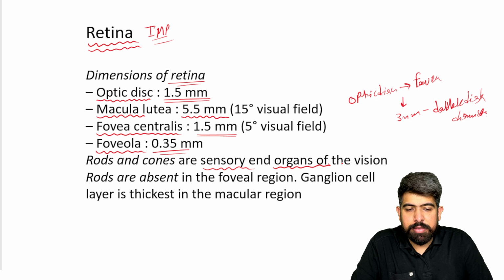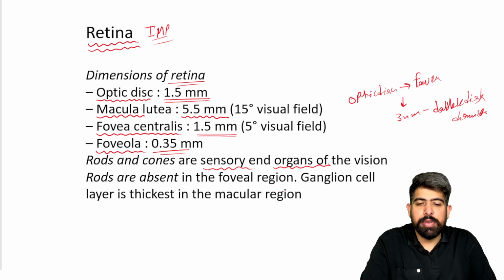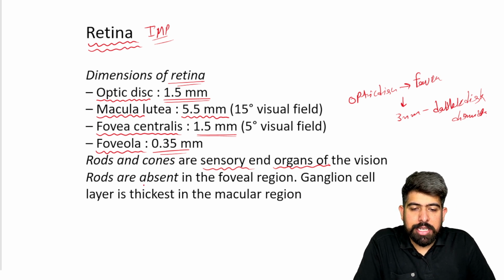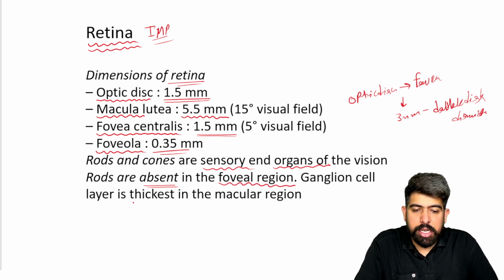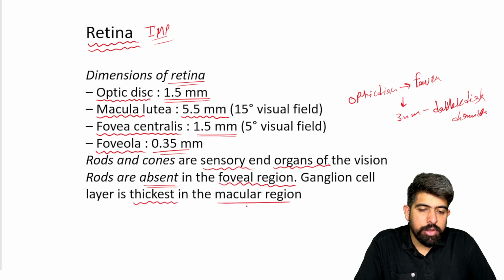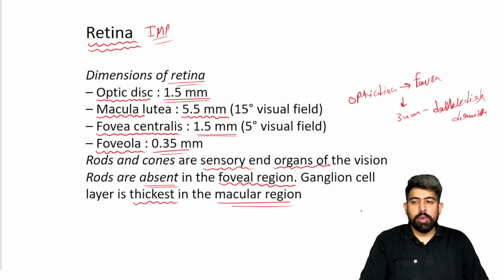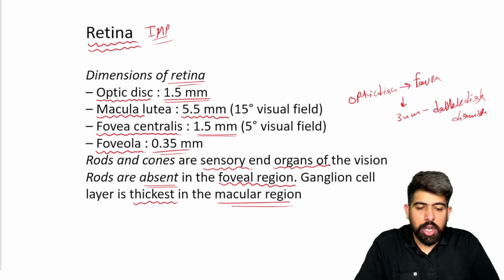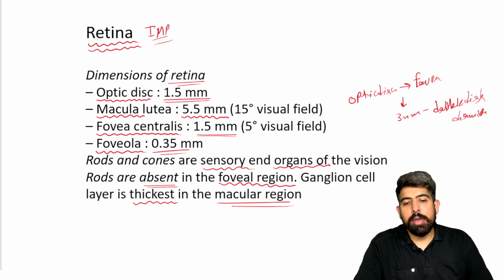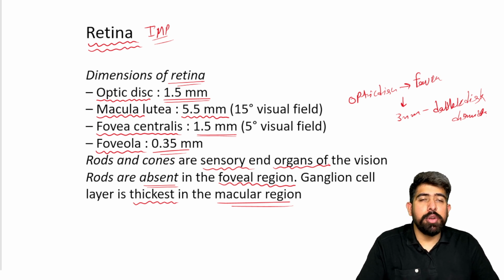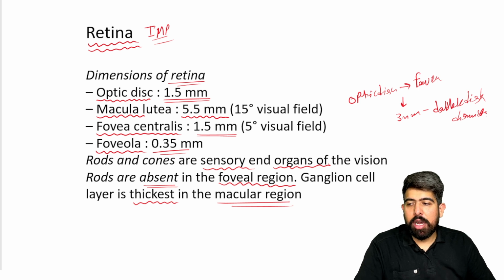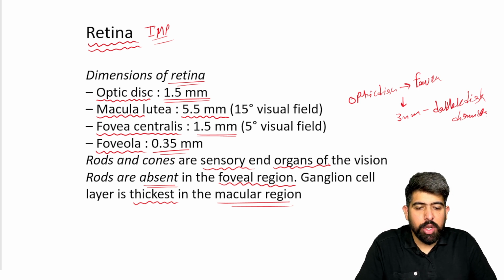organ of your vision. Yes, it makes the visual perception. And please remember, the rods will be absent in the foveal region. The ganglionic cell layer is thickest in the macular region. Just remember all the 10 layers. I hope you remember the names of all the 10 layers. So your ganglionic cell layer will be thicker in the macular region, and you already know in the fovea there is an absence of rod cells, right?